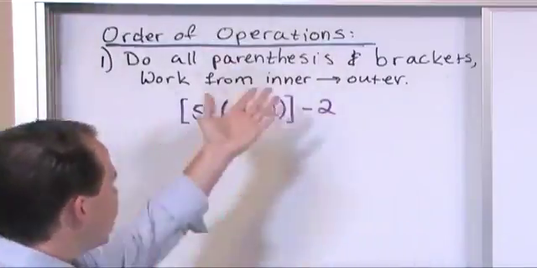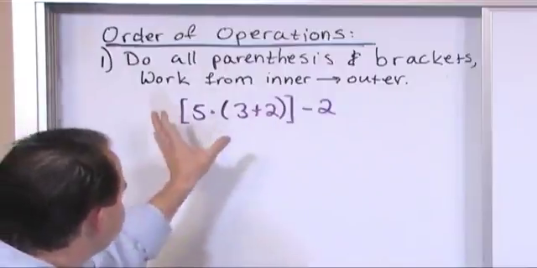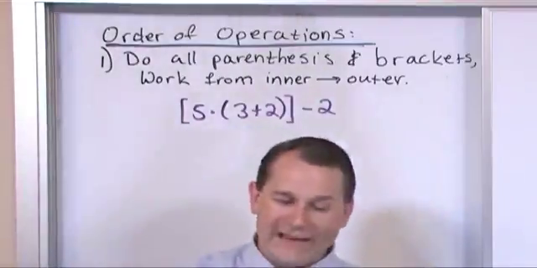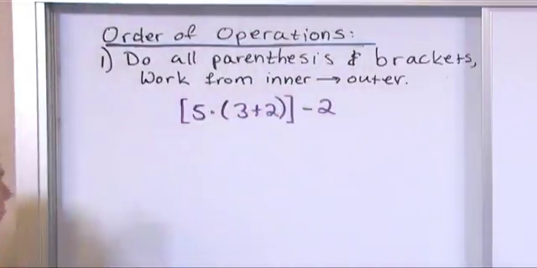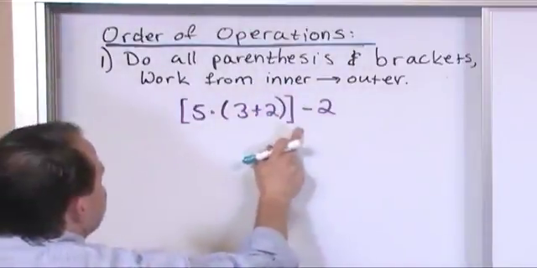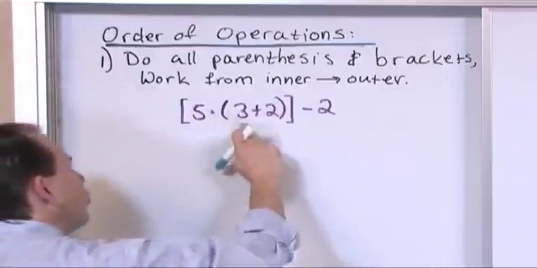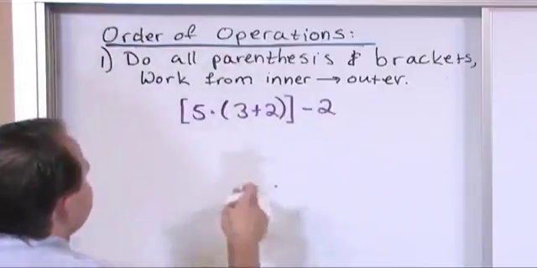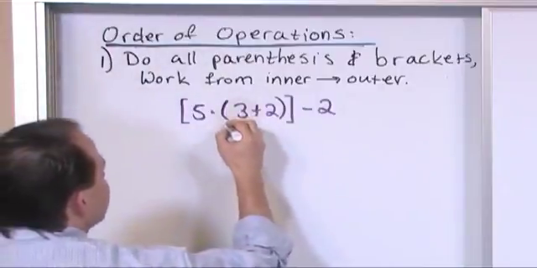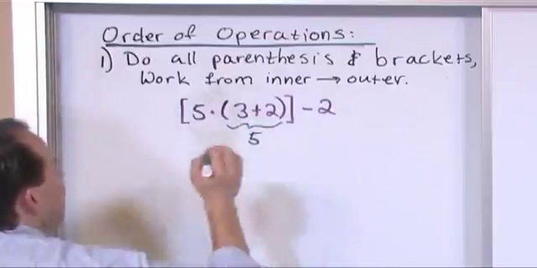Now, if you have multiple sets of parentheses or brackets, in this case we have two, because we have this set of parentheses and we have this set of brackets, then you work from the inside out. So that's what I mean, from inner to outer. In this case, we have brackets here, and then we have parentheses. So what we need to do is first work on the innermost set of parentheses. So the first thing we would do is say 3 plus 2, and I'm going to show you that with this little squiggly line, that's going to equal 5.